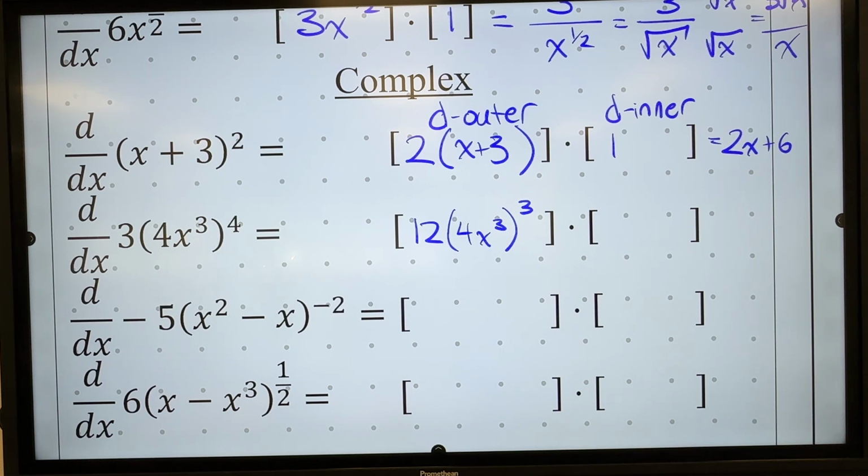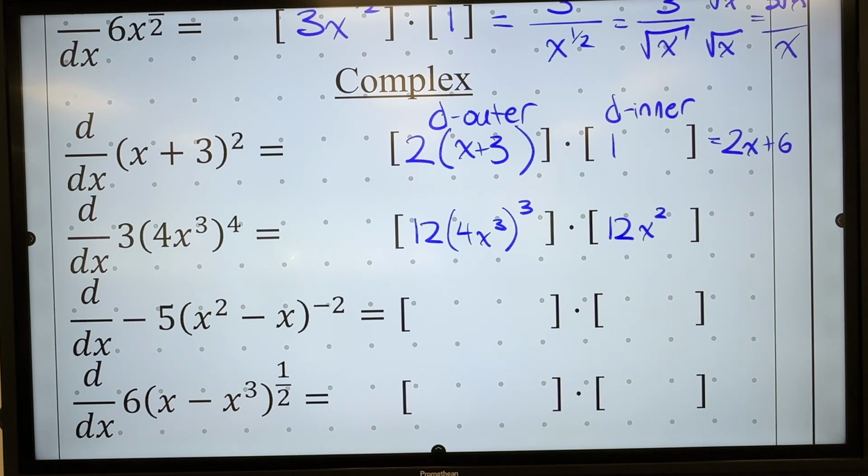Be careful here on dinner. For dinner, do we have to multiply the exponent to? So we're going to ask the house. What house are we in for the inner? Powerhouse, that means the 3 comes down in front, and you're going to get what? 12. Again, 12 x to the power of 2. Done. All right.